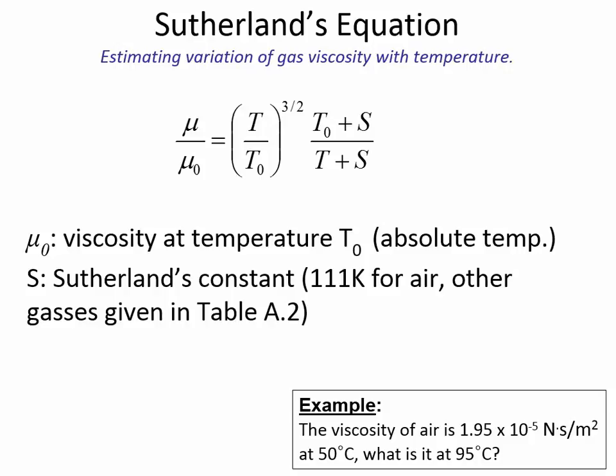Then you can find out, for example, here, we're going to calculate the viscosity of air at 95 using the viscosity of air at 50 as our baseline. So do that. Convert the temperature into Kelvin as your first step, and then use Sutherland's equation to estimate what will be the viscosity of air at 95.